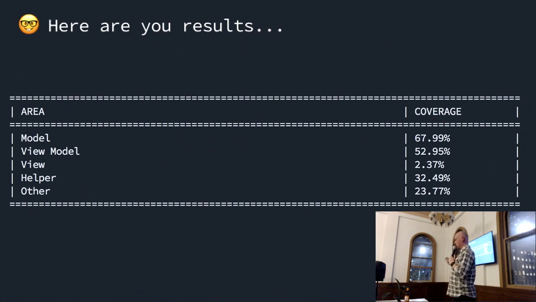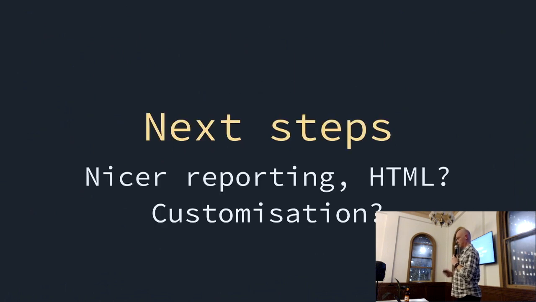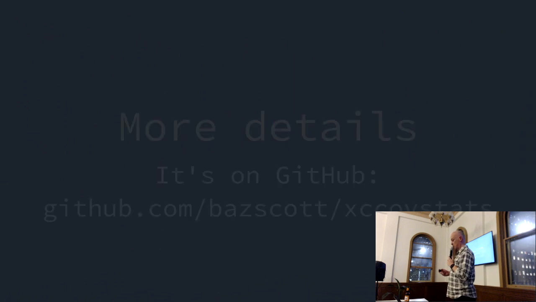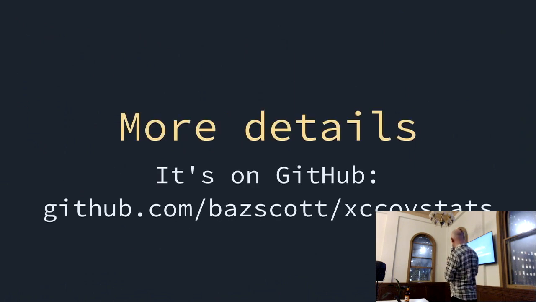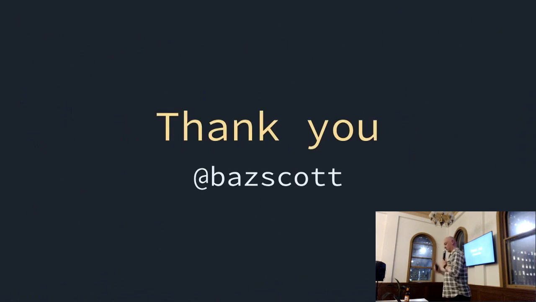Obviously, it outputs just text like that. So some next steps might be to output this as HTML to allow some customization, to pick different areas that you want to focus on. And if you want more details on it, you can get it on GitHub. And that's it. So, a quick talk. Any questions?